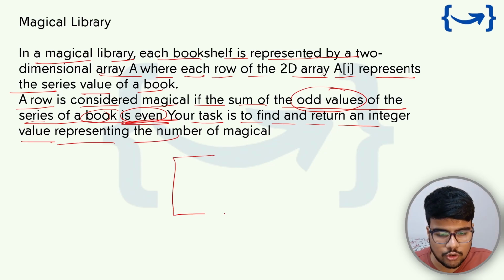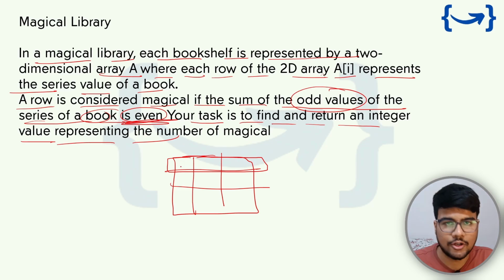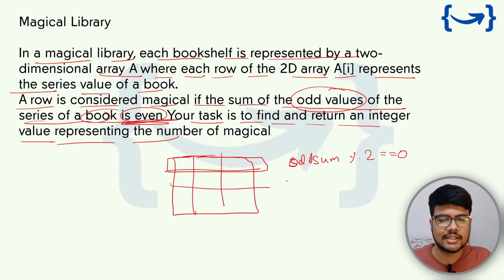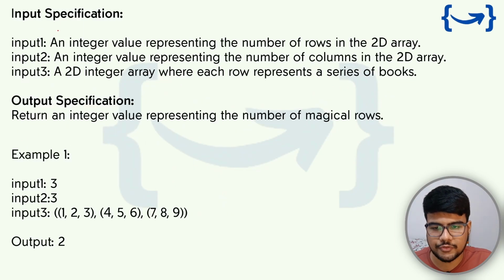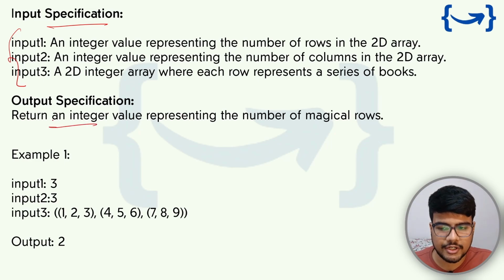So what you need to do is, let's say you have a 2D matrix and you need to find all the odd sums present in a row, and if that odd sum is even, then that row is a magical row. So you need to count that many rows present in the 2D matrix. Let's see the input specification. We don't require it, because we just need to fill the function and return our answer. So return an integer value representing the number of magical rows.